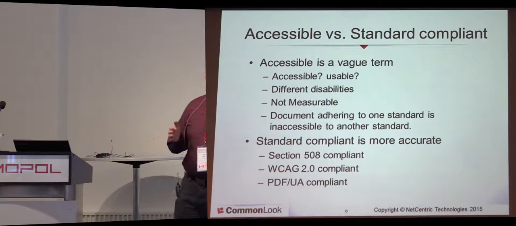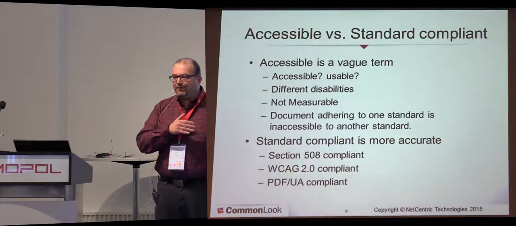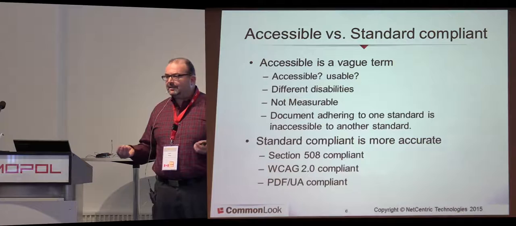But to just say that the document is accessible, for example, in the US, means that it's Section 508 compliant. But if you take this document to Canada, it's considered inaccessible because it has to be AA compliant, WCAG 2 AA compliant.